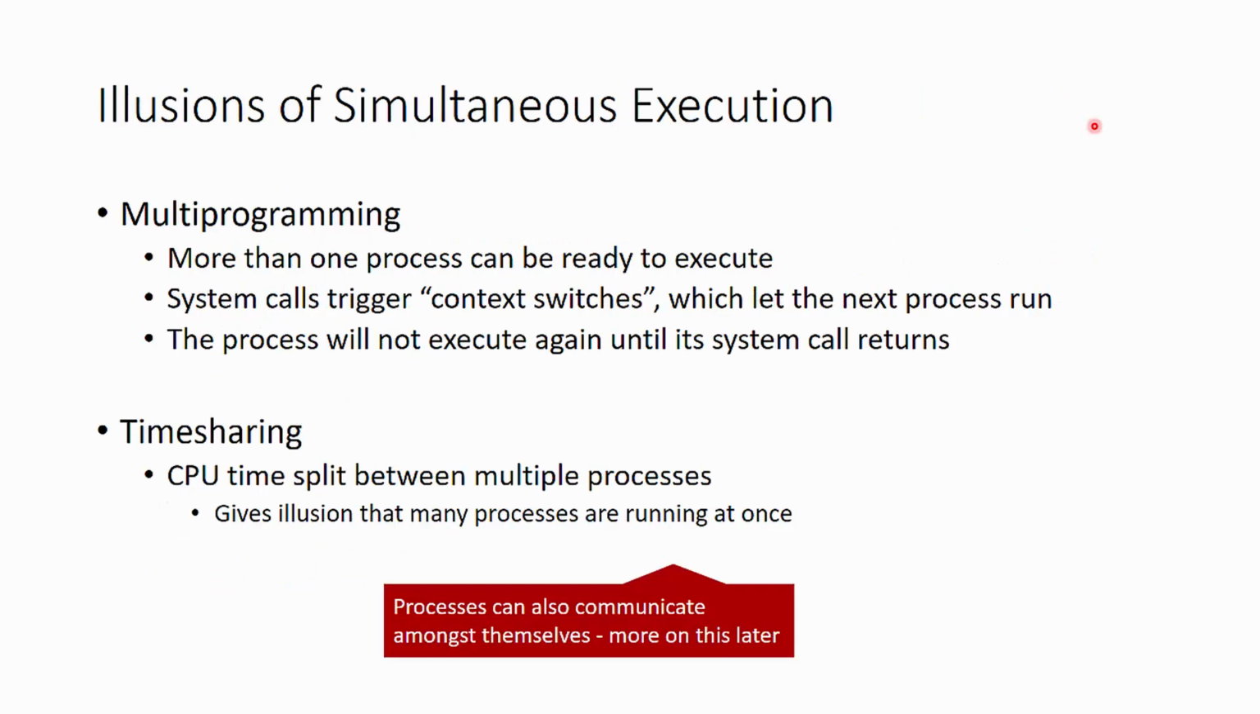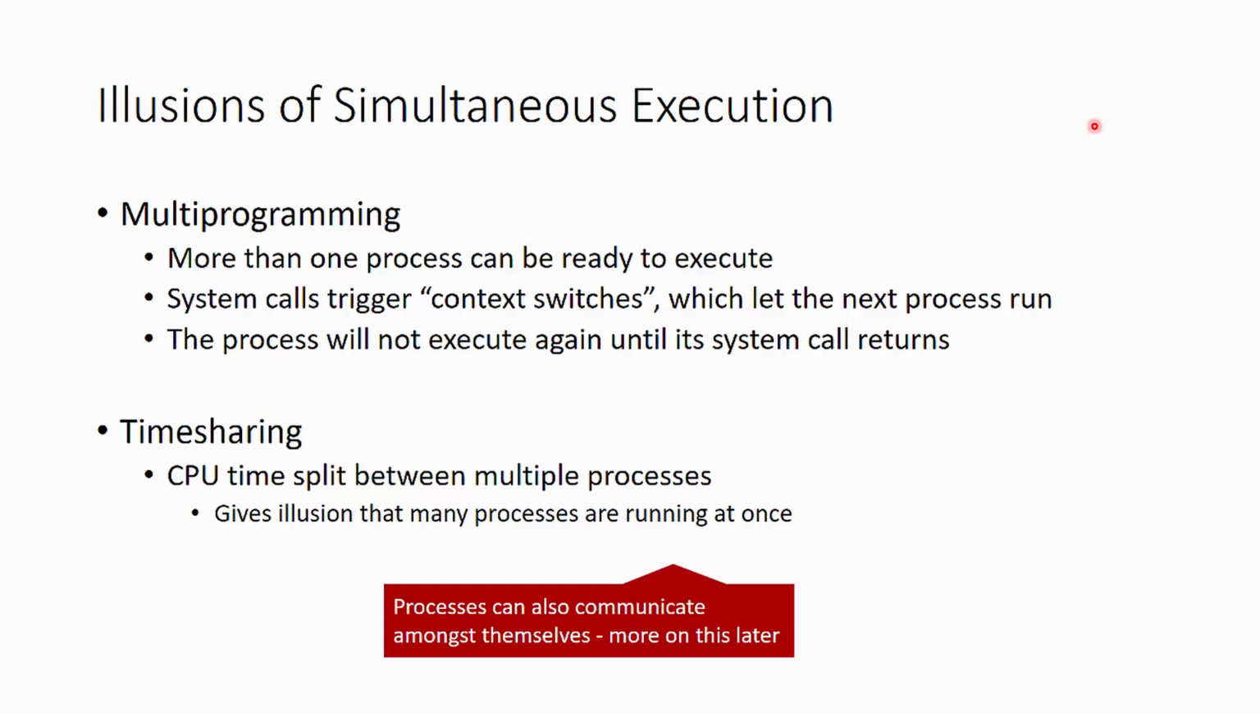So there are some illusions of simultaneous execution here. Let's talk about the different ways that we can create the illusion of it. Multiprogramming as a term means that more than one process can be ready to execute. And the system is going to trigger context switches between the system calls which let the next process run. A context switch is switching from one process to another process. So this multiprogramming approach allows each process to basically hand off time between themselves. And the process won't be able to execute again until that system call returns.